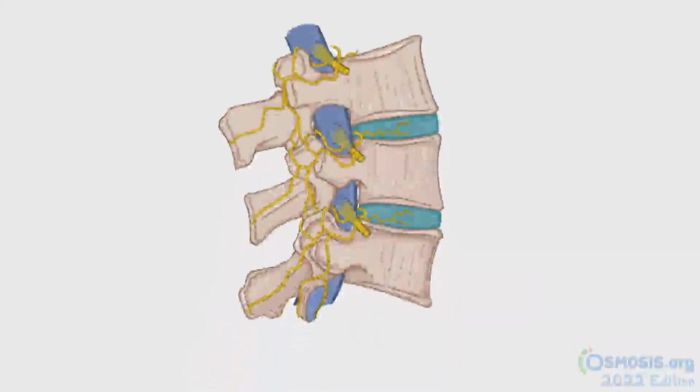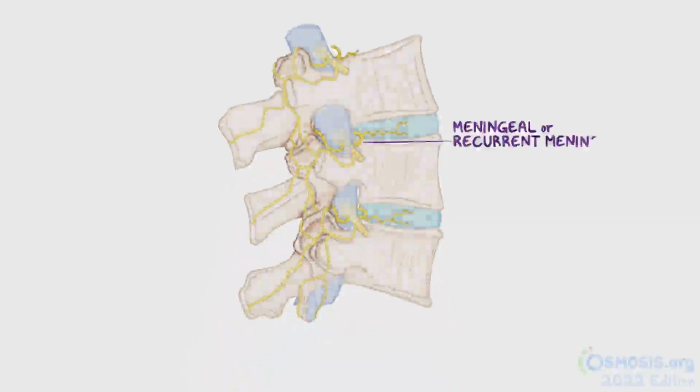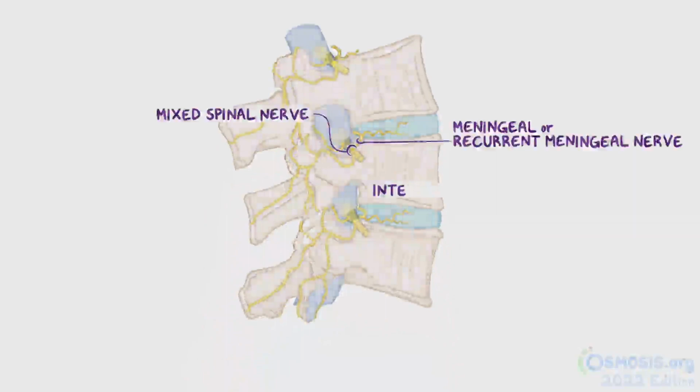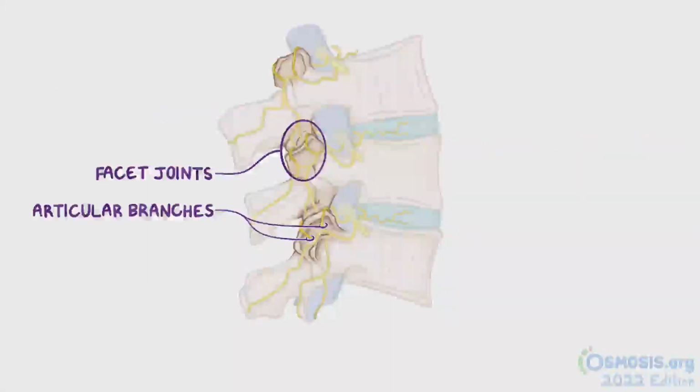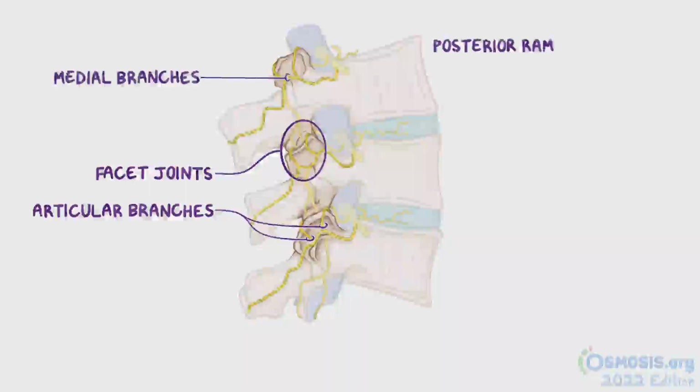Now, let's talk about nerves. The entire vertebral column is innervated by small meningeal or recurrent meningeal branches that arise from mixed spinal nerves as they exit the intervertebral foramen. The only exception to this are the facet joints. Facet joints are innervated by articular branches, which arise from the medial branches of the posterior rami of spinal nerves.